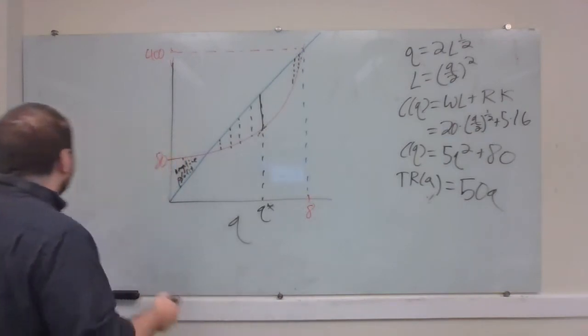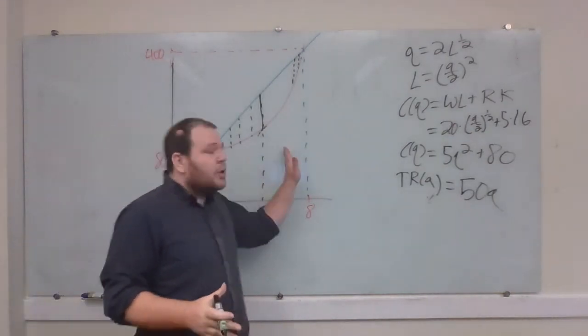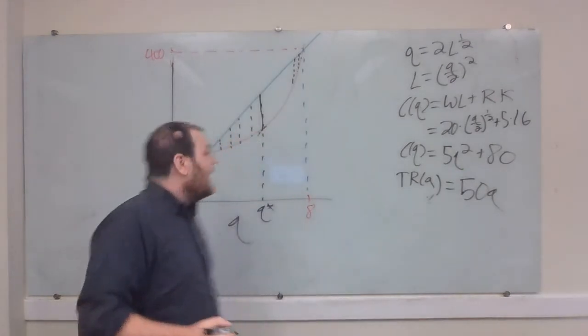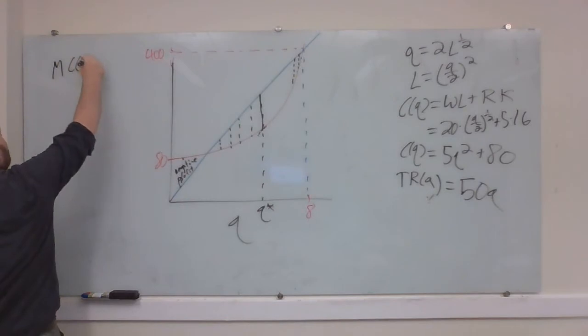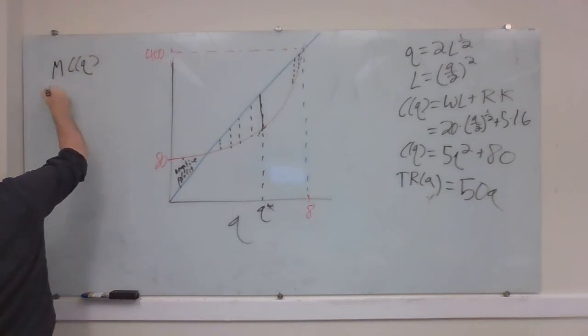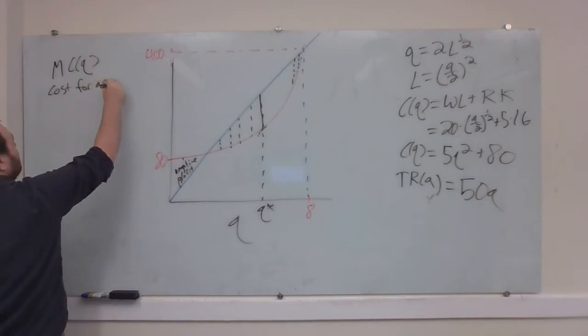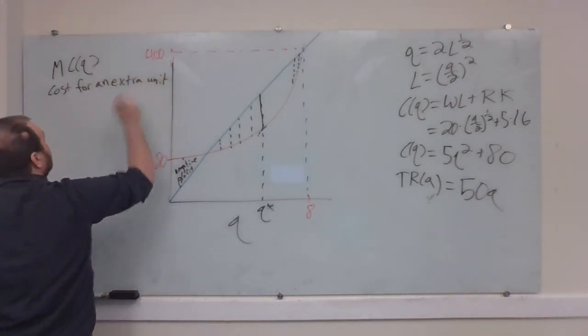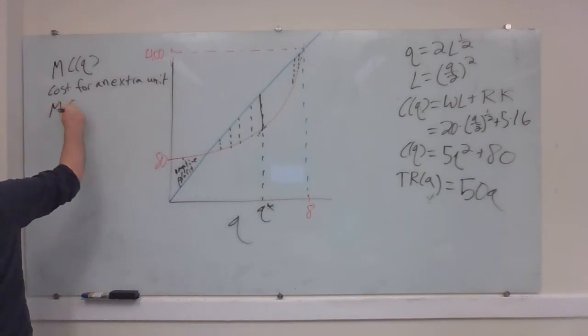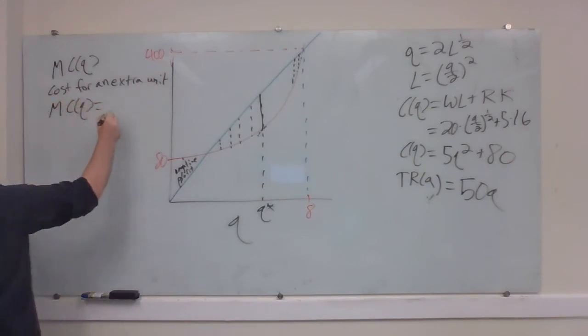Another way of thinking about this, right, is we can define our cost per unit, or our cost of an extra unit, as marginal cost, right? Cost per unit, cost for an extra unit. And that's just going to equal the derivative of our cost function.